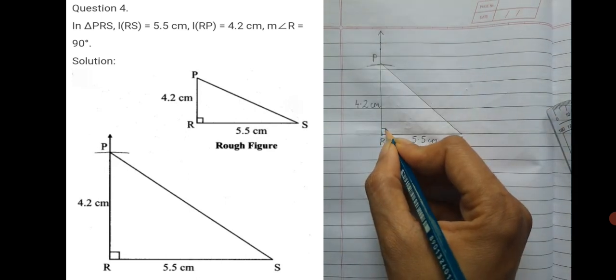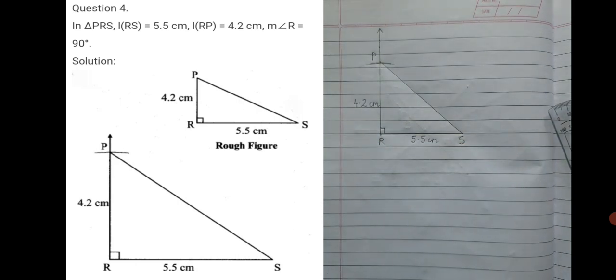It is a right angle triangle, so we put the sign of right angle. This way we have completed our question number 4 of practice set 3.